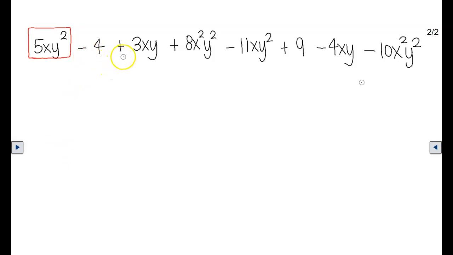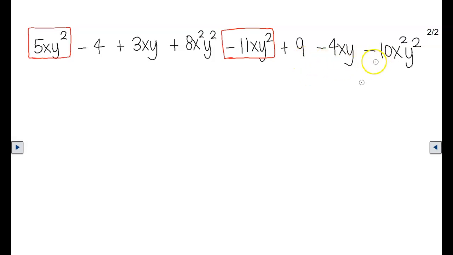Minus 4 doesn't. Plus 3xy doesn't. He's missing the square on the y. Plus 8x squared y squared doesn't, because the x is squared. We don't want that. We want just the y to be squared. Minus 11xy squared. This will do it because it has the x, it has the y squared, just like that term that I have boxed up there. So I'm also going to give him a red box. Notice when I draw my red box, I catch this minus sign as well. That sign in front of the term belongs to him. You've got to take it with him.